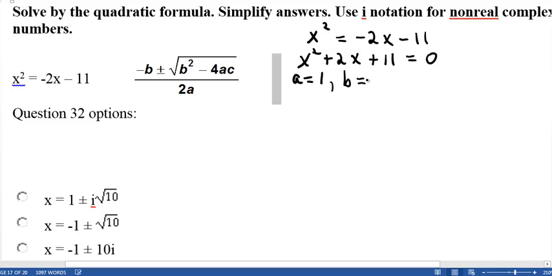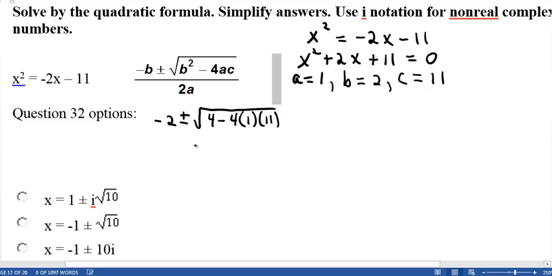Our b is the coefficient of our x term, which in this case is a positive 2, and our c is our constant, which in this case is a positive 11. So we're going to substitute these values in for a, b, and c in our quadratic formula. So the opposite of b will be negative 2 plus or minus the square root of b squared, so 2 squared or 4, minus 4 times a, which is 1, times c, which is 11, all over 2a.